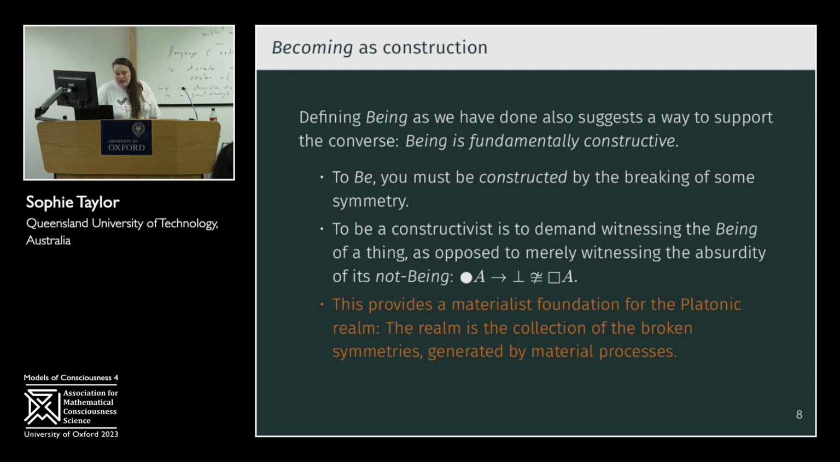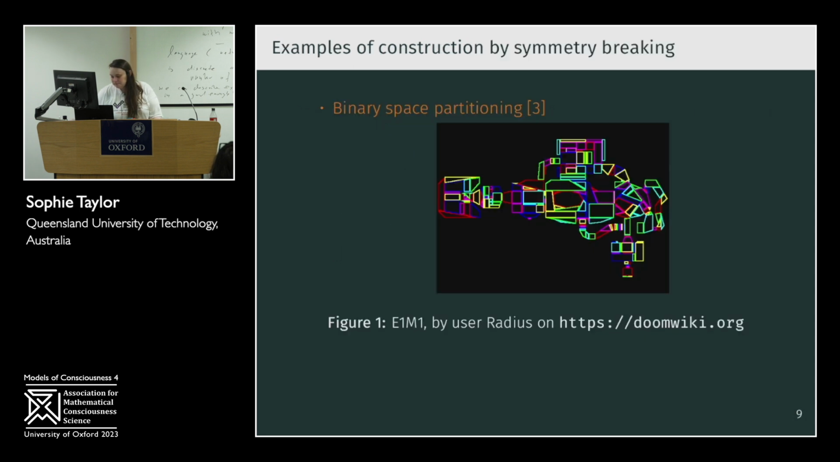Materialism holds that abstract entities are subordinate to material processes, and as such, materialist philosophers have generally dismissed foundations of mathematics that consider mathematical structures to be in some sense existing in a Platonic realm. By considering becoming as construction, we see a way to recover the existence of this realm while still being firmly materialist. The realm is comprised entirely of the broken symmetries.